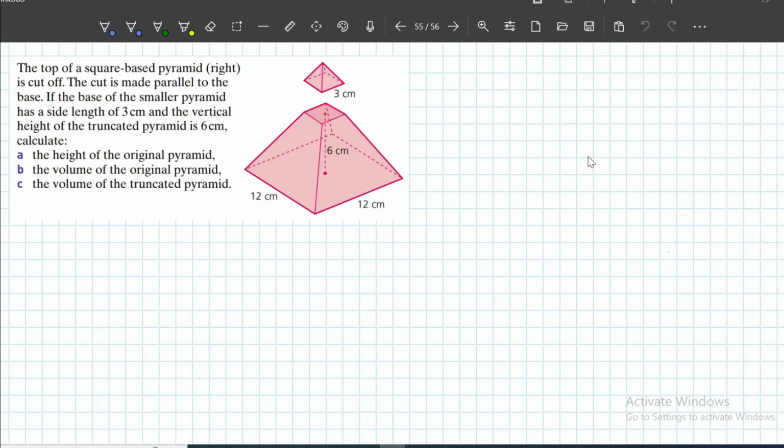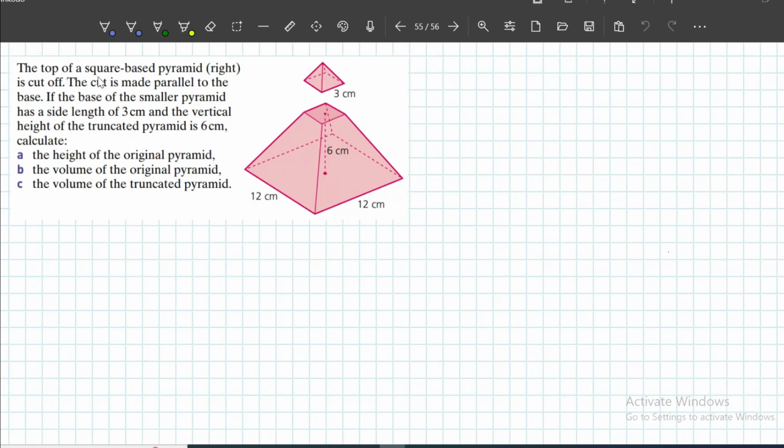Today we will discuss more questions related to mensuration. Here we have a question related to pyramids. You can see that there is a truncated pyramid as well. How to find the volume of a truncated pyramid? First of all, we will find out the height of the original pyramid.